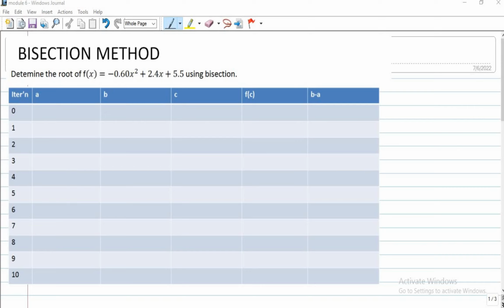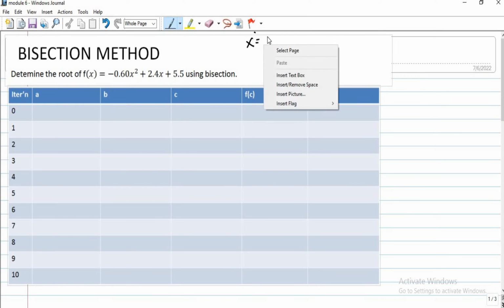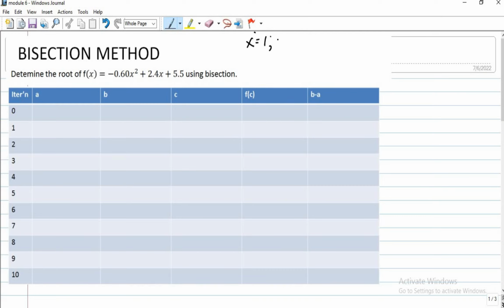Bisection method. Determine the root of the function negative 0.6x squared plus 2.4x plus 5.5. In the first step of using the bisection method, maghanap muna tayo ng possible na roots. Let's say, I'm going to take x is equal to 1. If x is equal to 1, my function is equal to negative 0.6 times 1 squared plus 2.4 times 1 plus 5.5.